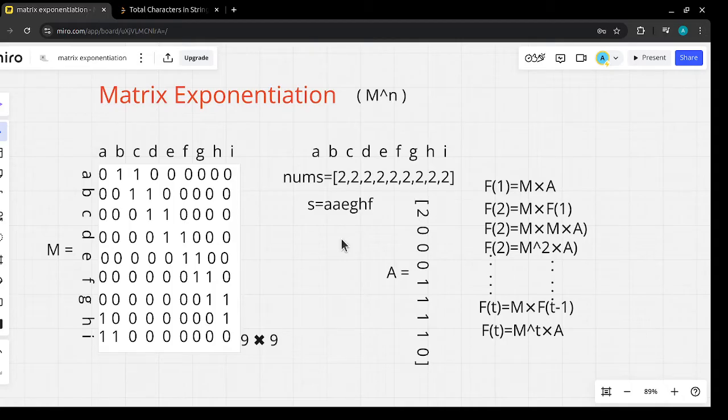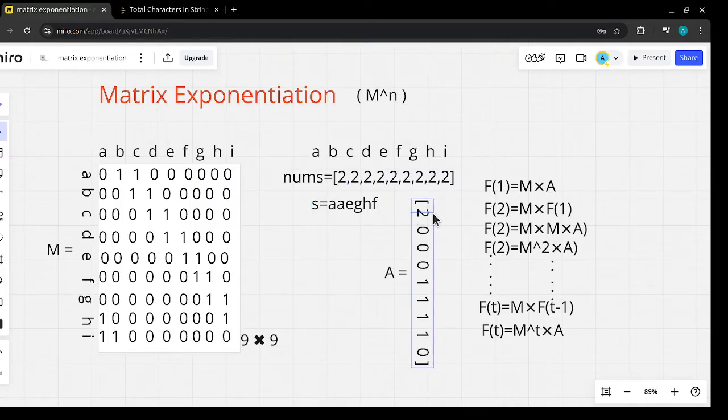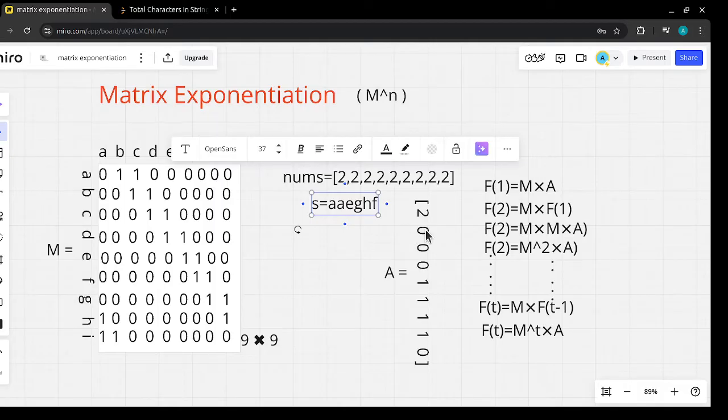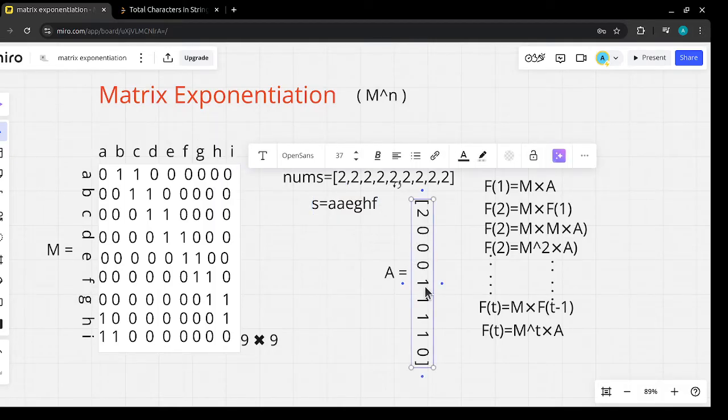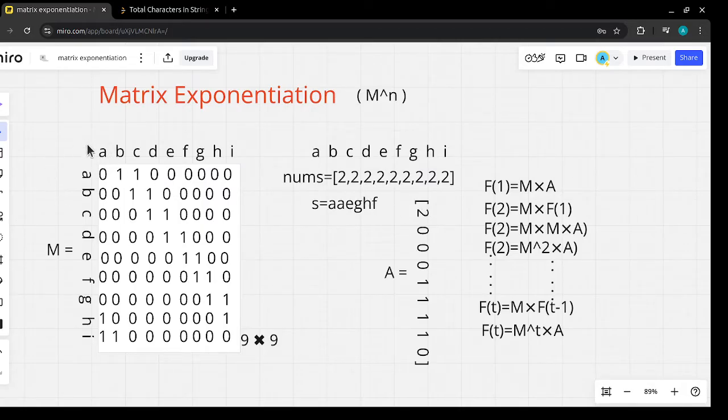And let's suppose s is this. So I can make a matrix A by properly hashing this string. Like a is present 2 times in s. b is 0, and similarly c is present 0 times, d is present 0 times, e is present 1 time, g is present some number of times, and i is present 0 times in this string s. I have also formed a matrix M which represents that character a can form b and c with the help of nums.